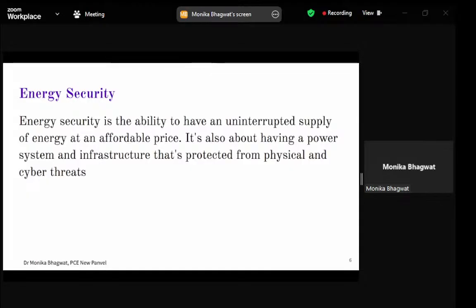So that is what is meant by energy security: having an uninterrupted energy supply at an affordable price, right? And it is also about having a power system and infrastructure that is protected from physical and cyber threat. So that is what is meant by energy security, giving uninterrupted energy supply at an affordable price, and also it should be protected from physical and cyber threat. So that is the first term which we come across, energy security.